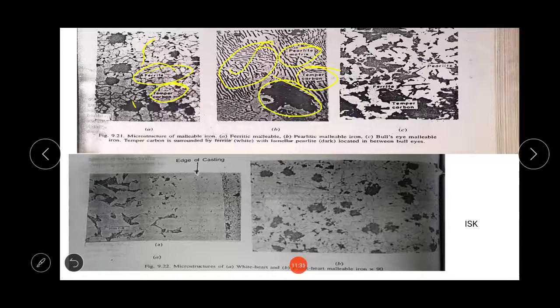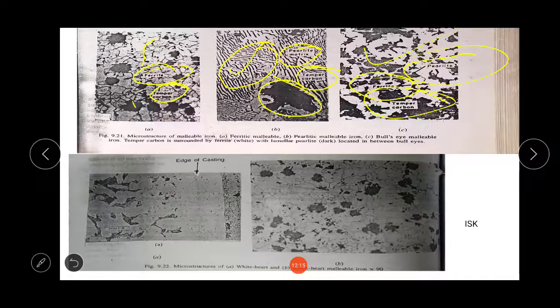Now we discuss ferritic and pearlitic malleable cast iron. In this we learn the bull's eye. This is the microstructure of pearlitic and ferritic malleable cast iron. The black region, which is in lamellar structure, is nothing but pearlite, and the white region is nothing but ferrite, and the black region in the form of rosette grouping is nothing but temper carbon.